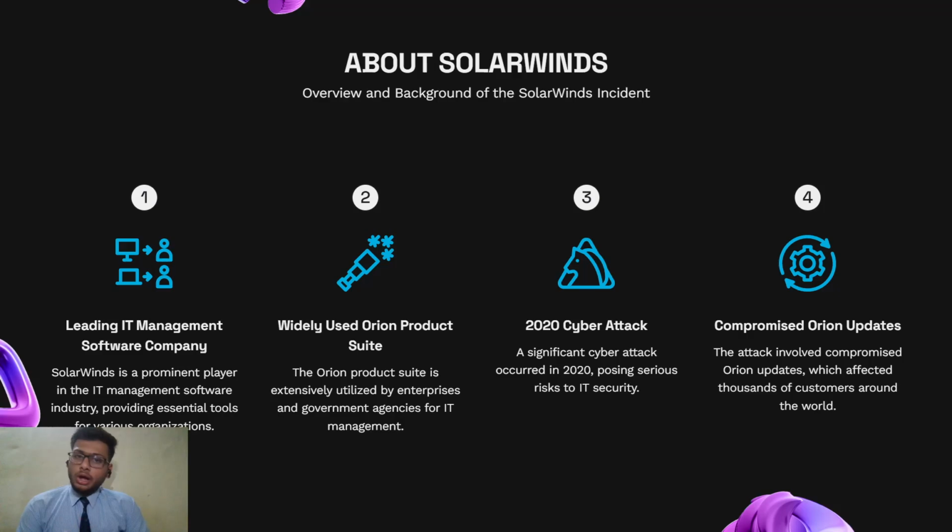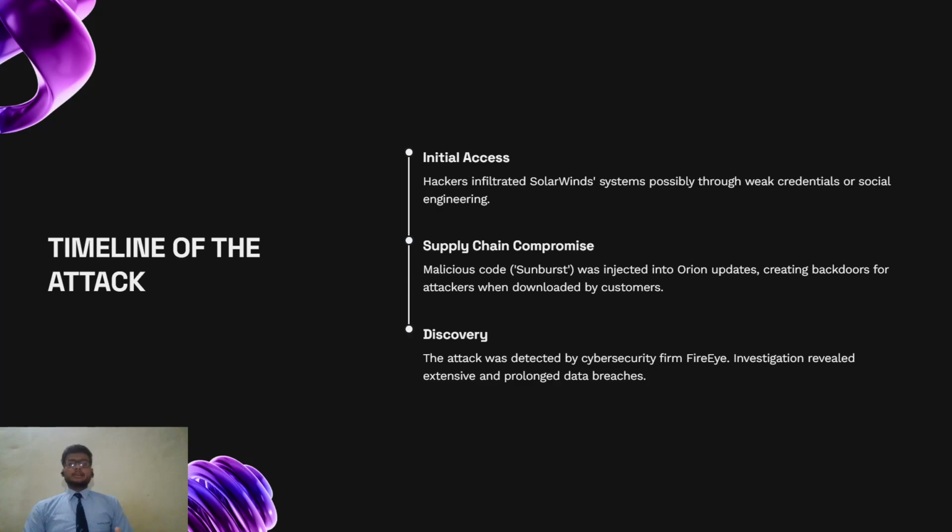So what happened in 2020? In 2020, there was an attack on the SolarWinds company, and due to these attacks on the Orion product suite, most of the companies which are associated with SolarWinds got affected. Like thousands of companies got affected due to these attacks. So we'll see how this attack actually happened, meaning the timeline of the attack.